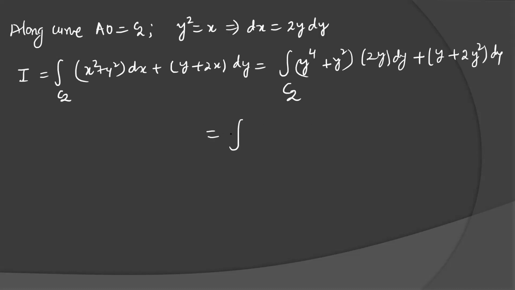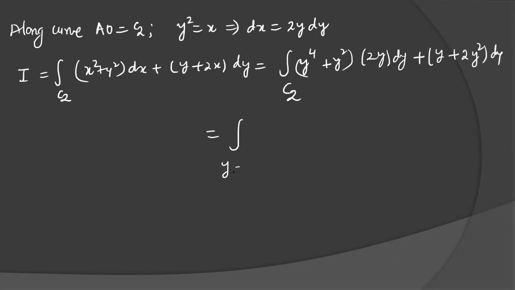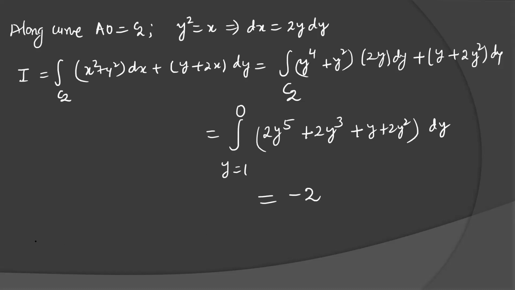Change, put the value of y here. If you are coming from A to O, y is from 1 to 0. See the limits of y, 1 to 0. You are returning, 1 to 0 will be the limit of y here. A to O: it is the integral of 2y to the power 5 plus 2y cube plus y plus 2y square dy. If you simplify it, you will get this is equal to minus 2.